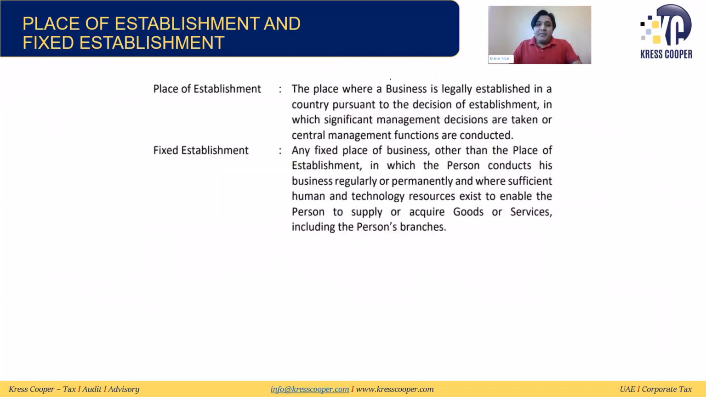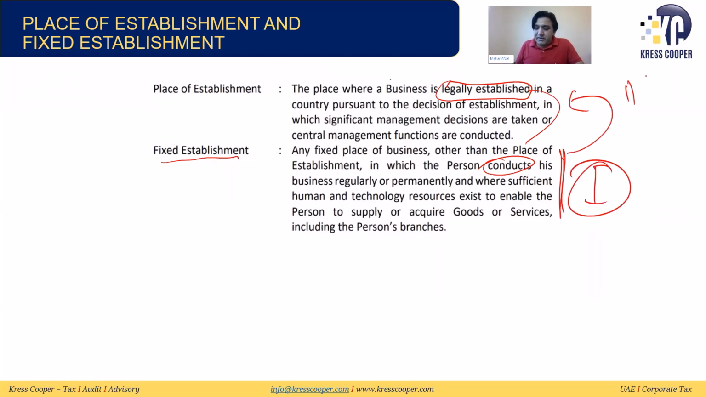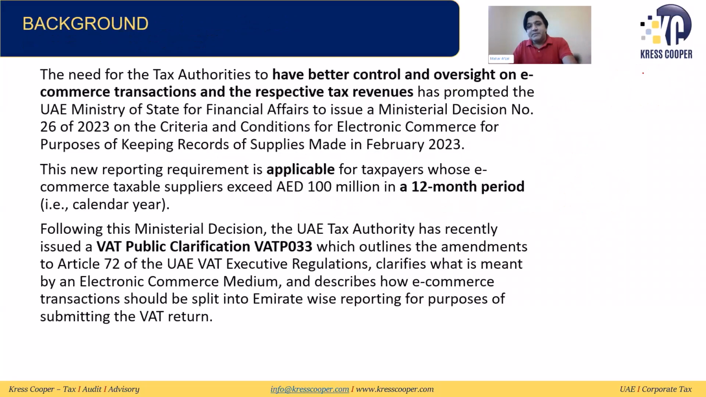On the place of establishment and fixed establishment: the place of establishment is where the business is legally established, where the entity is legally registered. Other than the place of establishment, there may be a fixed establishment as well, from where the person is conducting the business on a regular and day-to-day basis. So this is the first priority for reporting purposes, and this is the second priority for reporting purposes.